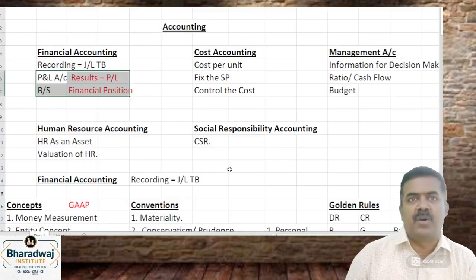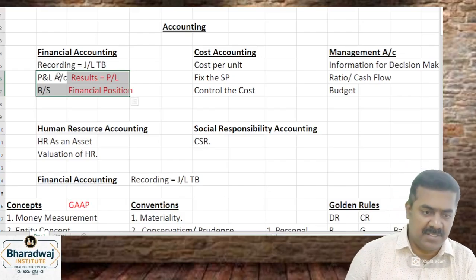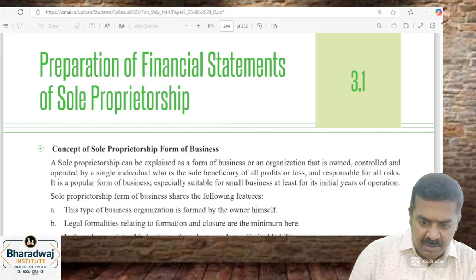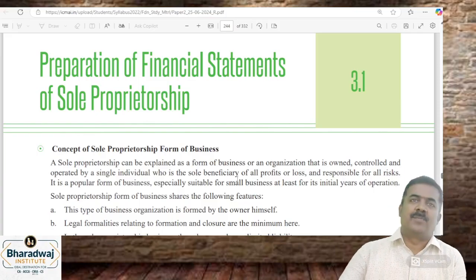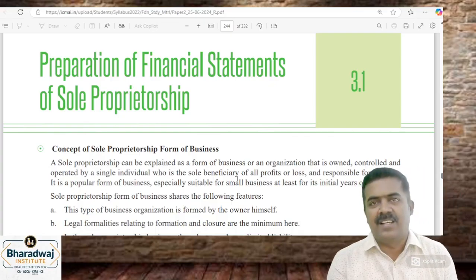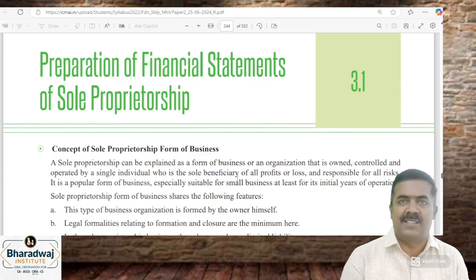One is for profit oriented organizations, another is for non-profit organizations. What do you mean by profit oriented organization? We run business for charity or profit? Profit. What kind of business? It can be a manufacturing business, a trading business, or rendering services.